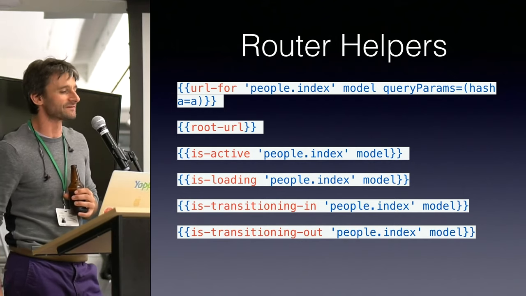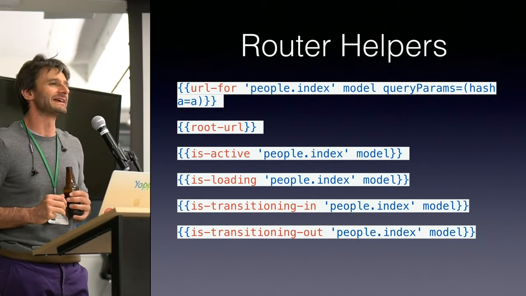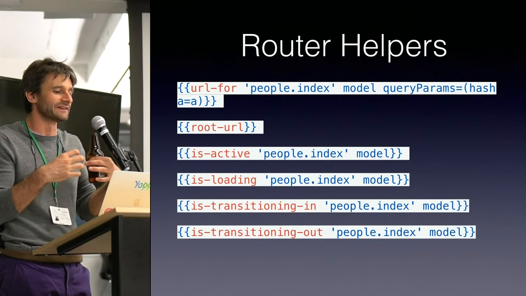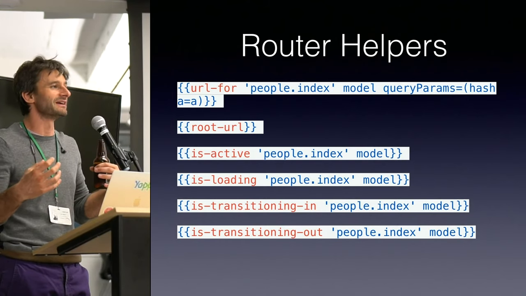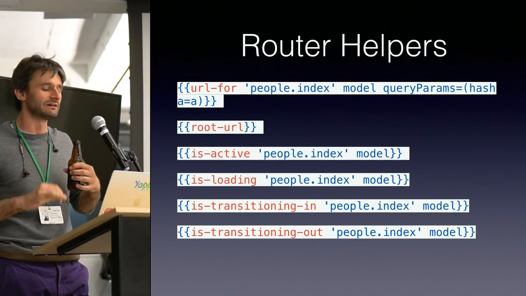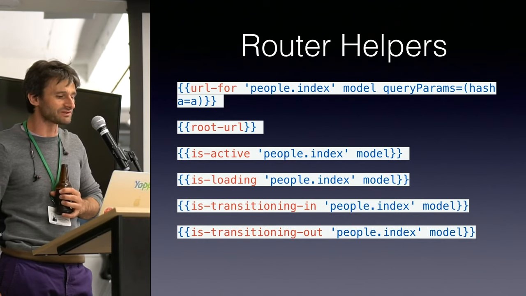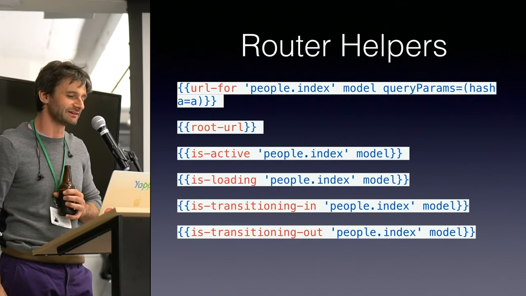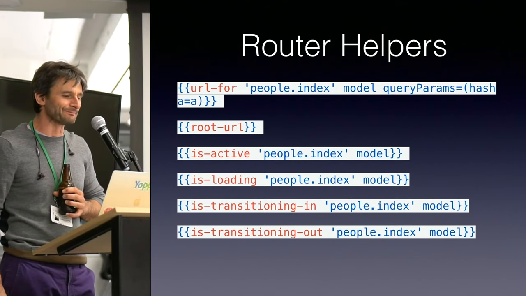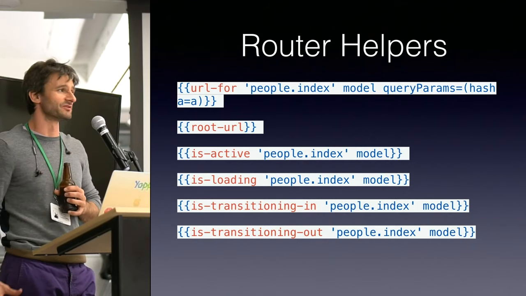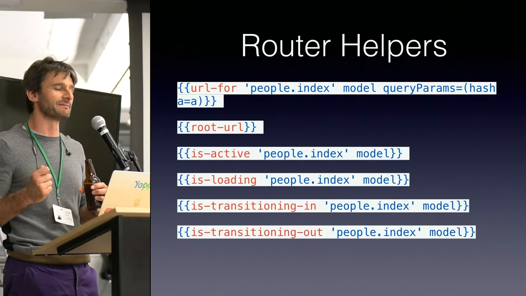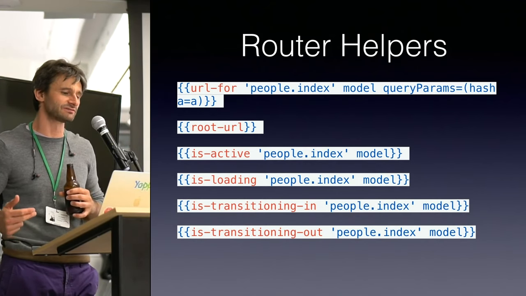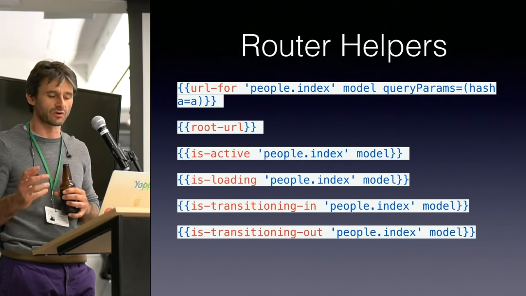And so what the Router Helpers RFC contemplates is saying, let's take all of this logic that's kind of tied up into this one component, and let's break it down into helpers so that you can build your own link-to behavior if you want to. And so what you see up on the screen are the specific helpers that are contemplated for this RFC. URL-for is probably the most straightforward. Generate a URL, given the same inputs that you would give to a link-to component. So the route, its first argument, the model, and then the query params.